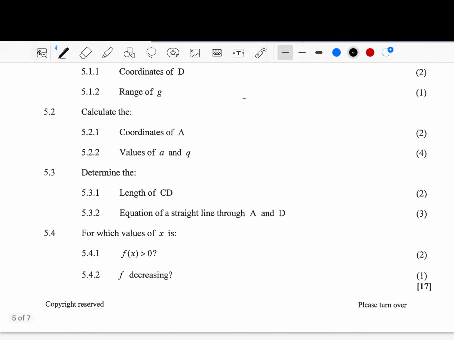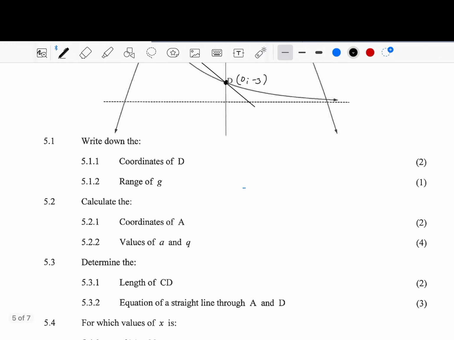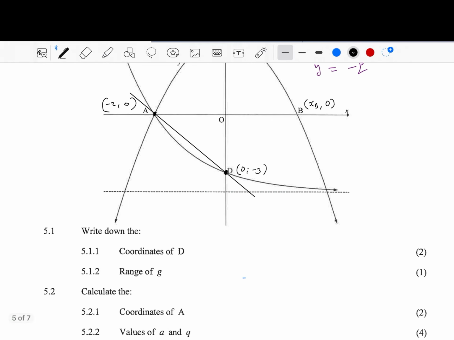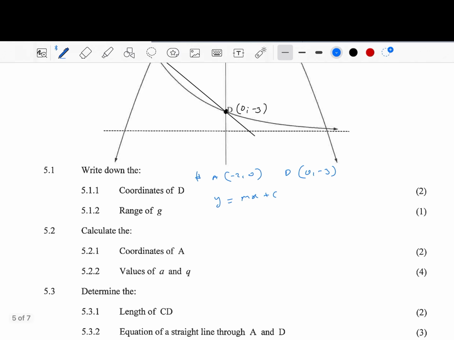So now what they are saying is, determine the equation of a straight line through A and D. So you have, let me just write this, A, which is -2 and 0, and then you have D, which is 0 and -3. Easy. Now, there's a couple of ways of doing this, but one thing for sure, the equation of a straight line is y is equal to mx plus c. That's what we want to do. So we need to be able to identify the gradient first, right?